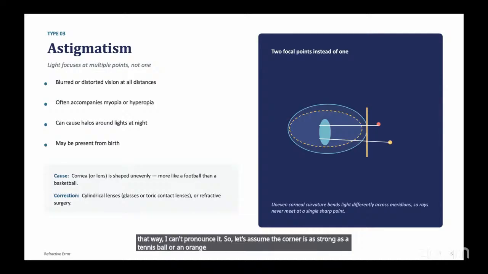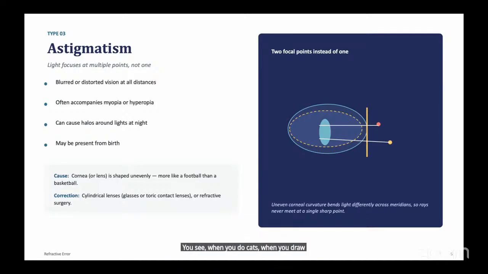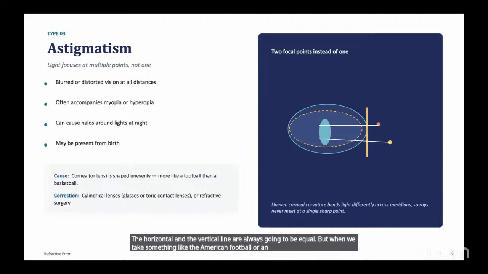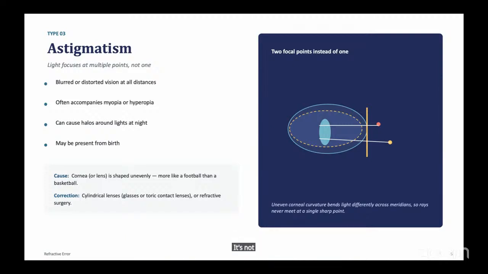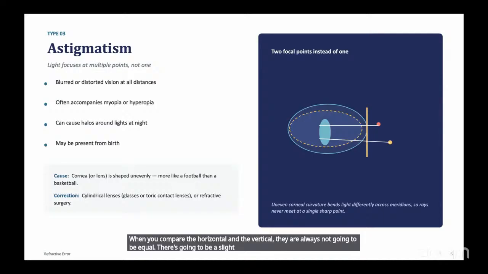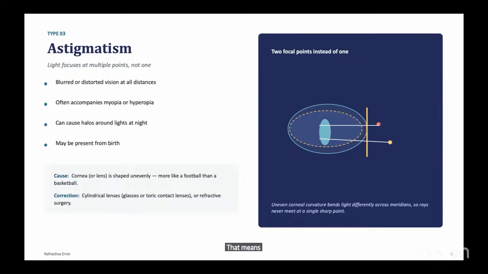When you draw a cross on the tennis ball, the horizontal and the vertical lines are always going to be equal. But when we take something like the American football or an egg, when you compare the horizontal and the vertical, they are not going to be equal. There's going to be a slight variation between the horizontal side and the vertical side. That variation is what we have in astigmatism. That means the eye's meridians have two different powers, so one might have a slightly higher power than the other.